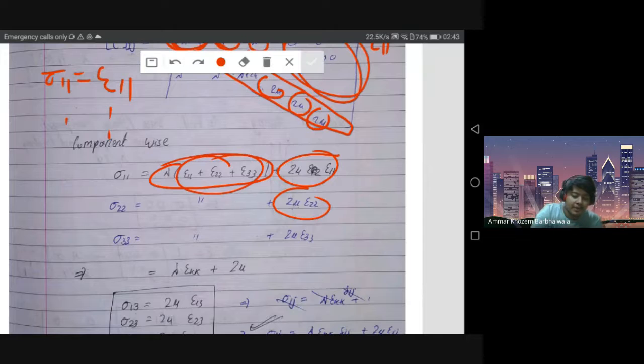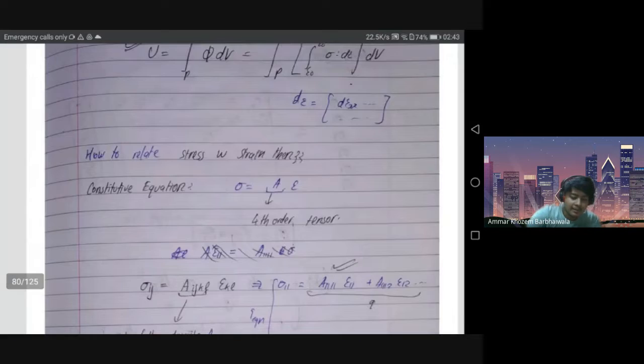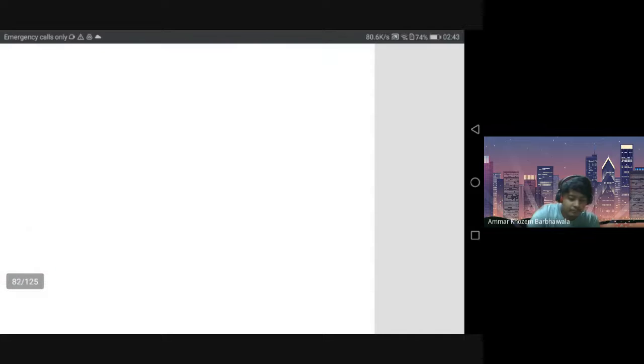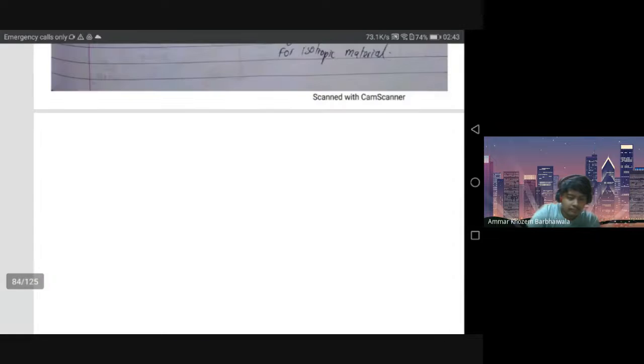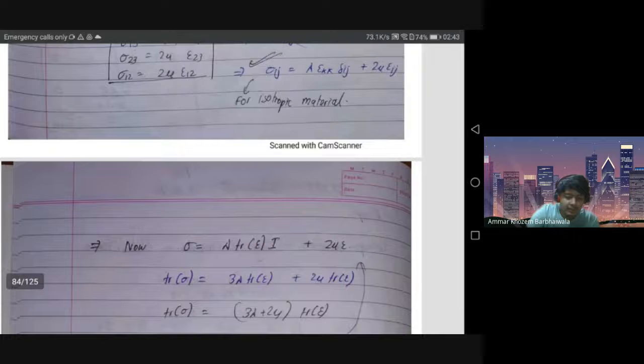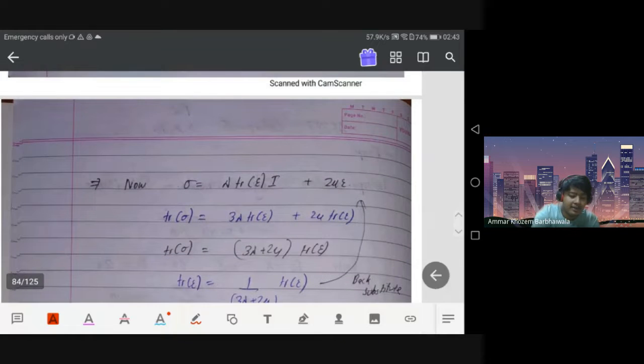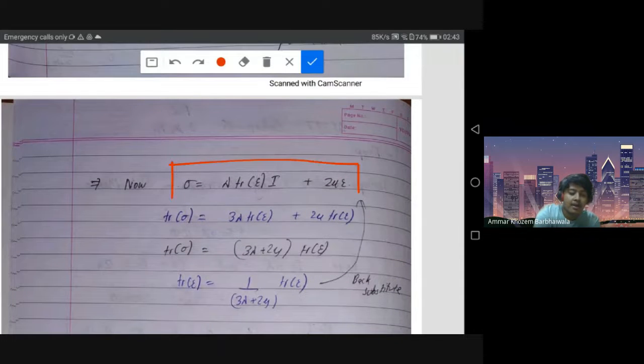So what we can go ahead and write is that sigma is equal to lambda times trace of epsilon times the I vector plus 2 mu times epsilon vector. So basically what we have now is a single linear relationship between the stress vector and the strain vector.